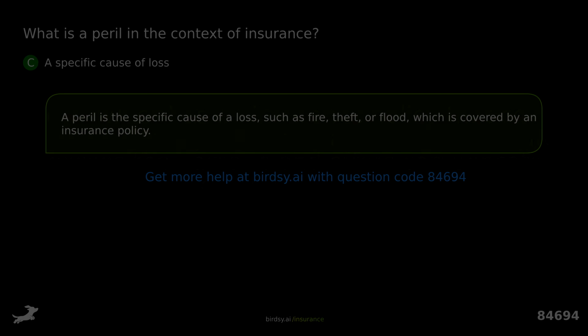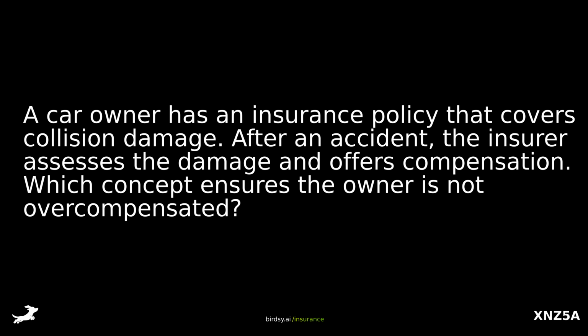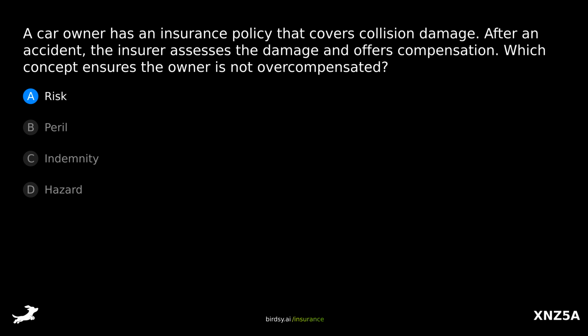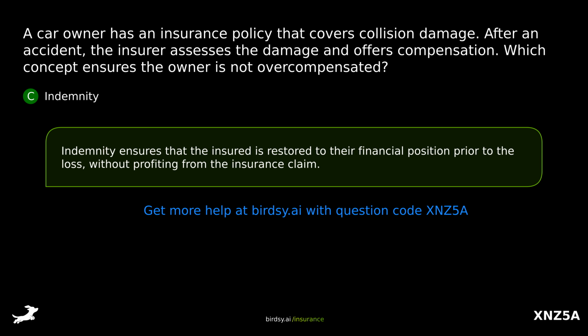A car owner has an insurance policy that covers collision damage. After an accident, the insurer assesses the damage and offers compensation. Which concept ensures the owner is not overcompensated? Is it A, the concept of risk, B, the concept of peril, C, the concept of indemnity, or D, the concept of hazard? The answer is C, the concept of indemnity. Indemnity ensures that the insured is restored to their financial position prior to the loss, without profiting from the insurance claim.